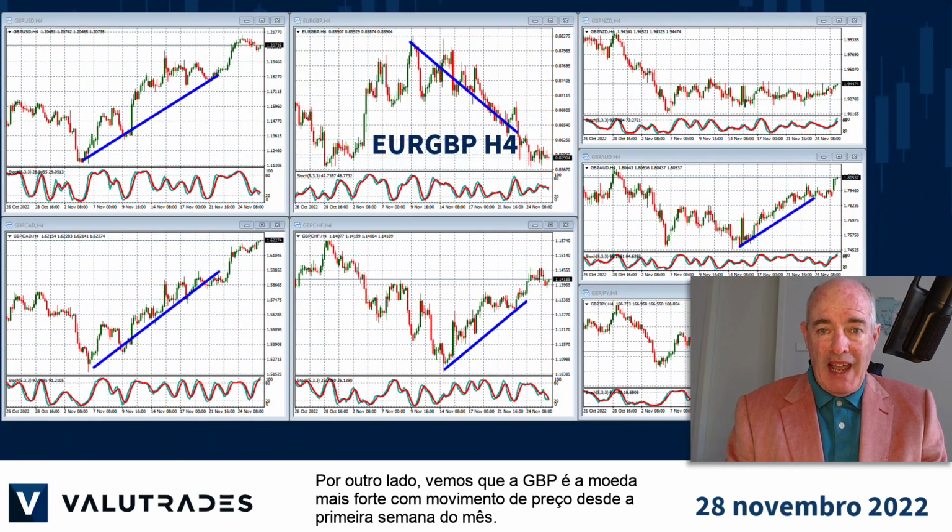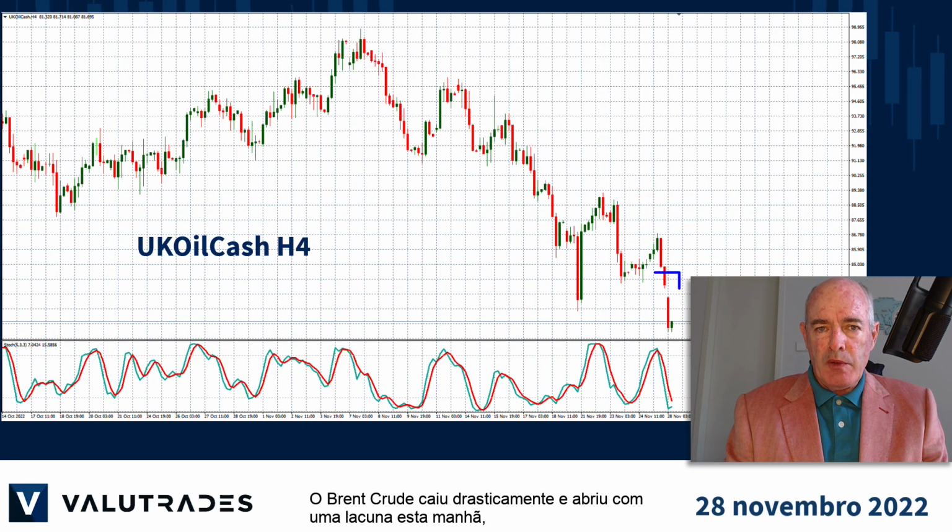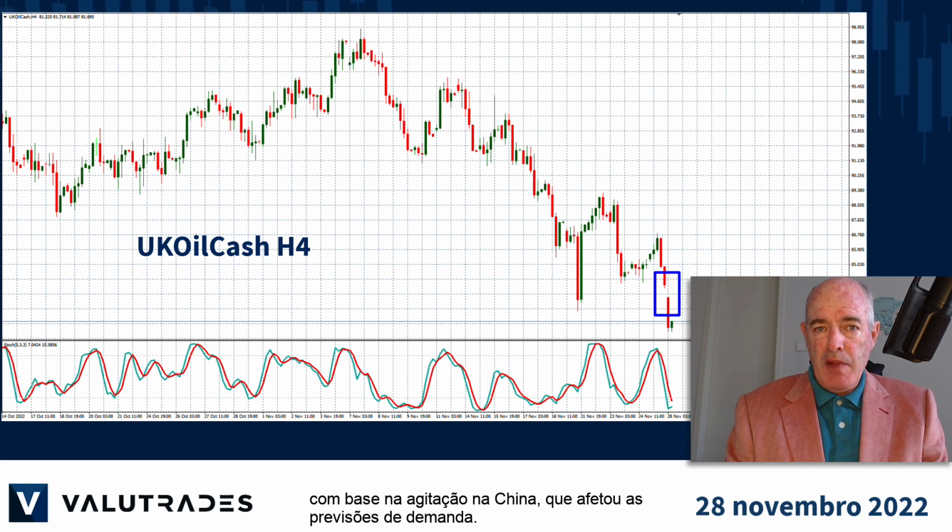On the other side, we see that the pound is the strongest currency with price action moving since the first week of the month. Brent Crude has fallen dramatically and opened with a gap this morning based on unrest in China, which has affected forecasts for demand.